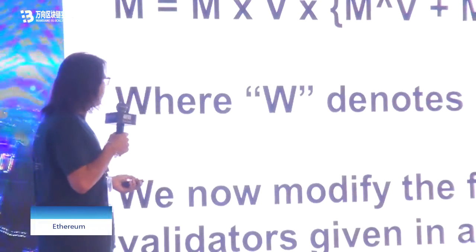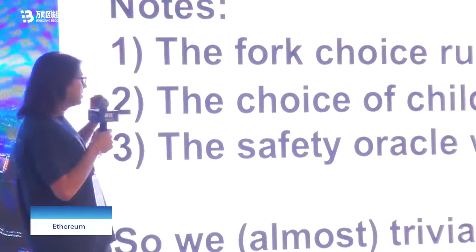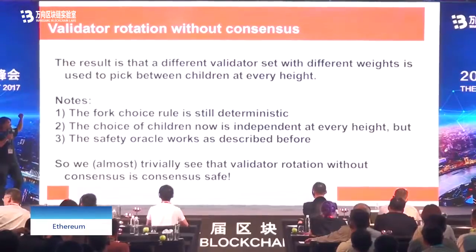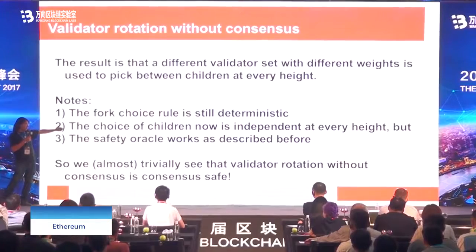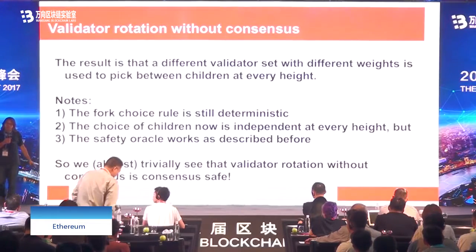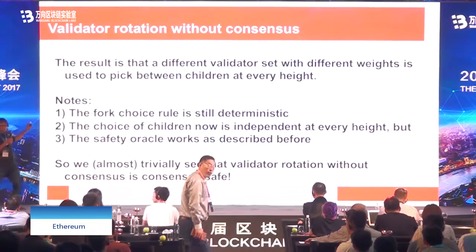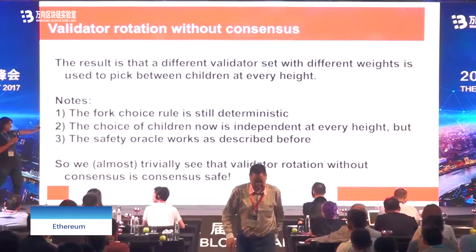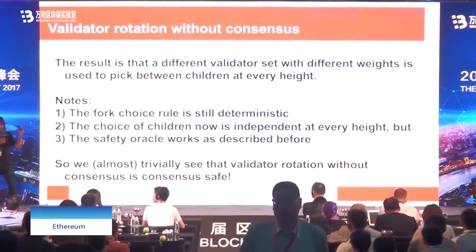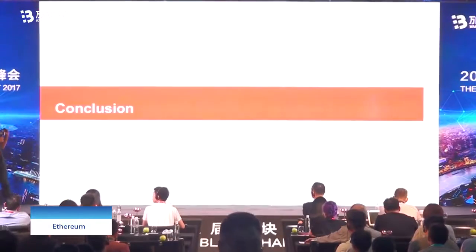And the really cool thing about this is that because the fork choice rule is deterministic, because the choice of children is independent at every height, and the safety oracle works just as before, we satisfy our safety proof. And therefore, we can simply see that it's safe for us to change the weights, just according to the proof that I gave you at the start of the talk.